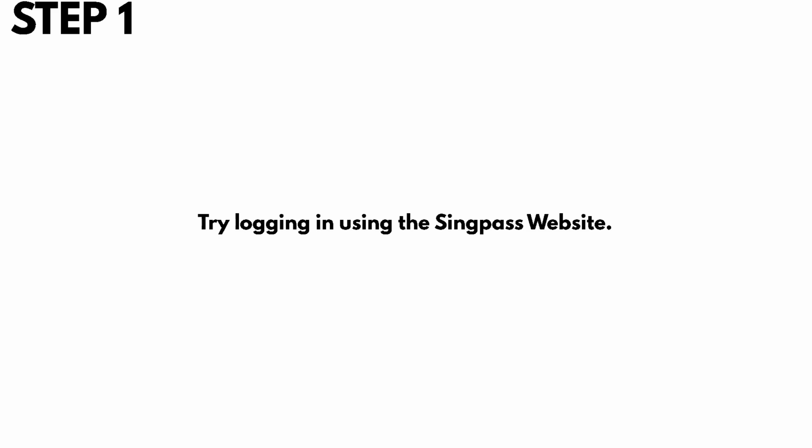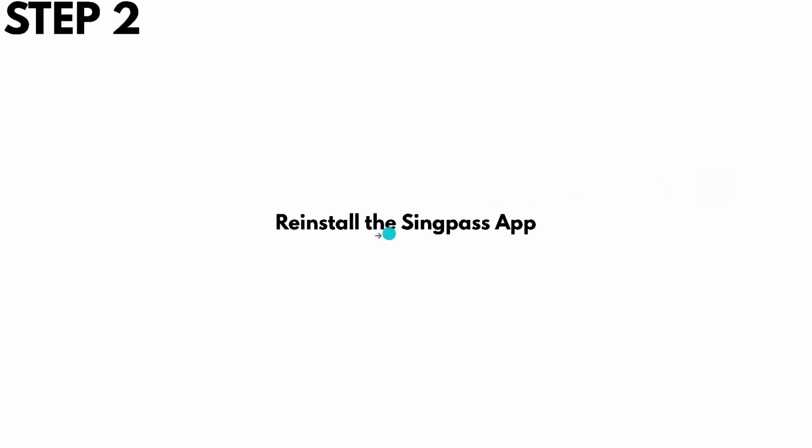Now simply go to their website and log in to your account. Then they will send an SMS to your mobile number. Then simply verify it. And if it still doesn't work, try reinstalling the SingPass app. After installing, simply log in again.